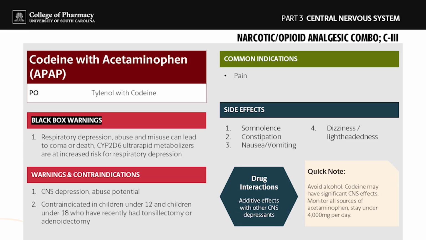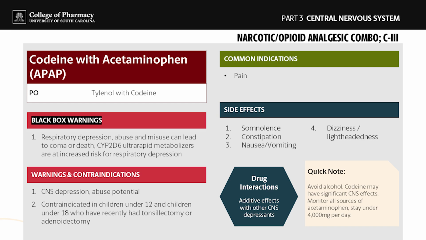Here's another narcotic opioid analgesic combo, which has a schedule of a 3. And if we remember, is the 3 higher abuse potential or less abuse potential than a 2? Less abuse potential than a 2. You are correct. The generic name is codeine with acetaminophen, or APAP. The brand name is Tylenol with Codeine. It's used for pain. And if you notice, it has some of the same side effects as the other opioid analgesics. It also has the black box warning of respiratory depression and abuse and misuse.